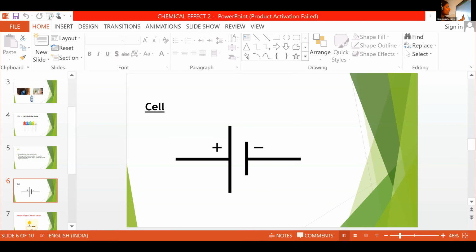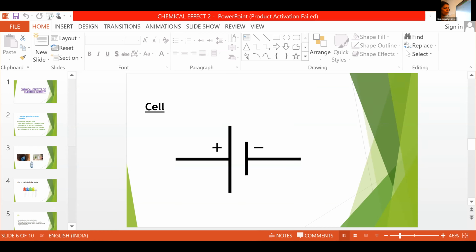Okay. So which are the sides of the cell? Two sides are there, positive side and negative side. Okay. So when we take a single one, it is a cell. When we take more than one, that is a battery. Okay. So today we have to discuss about this.